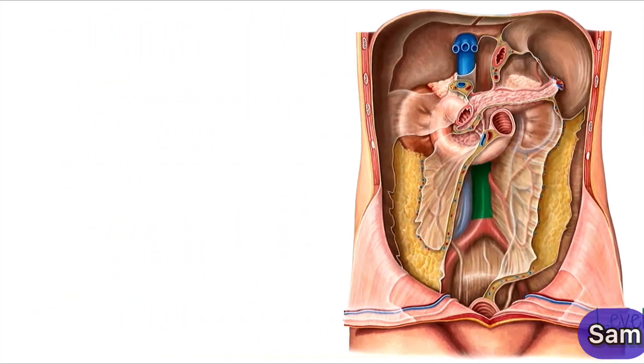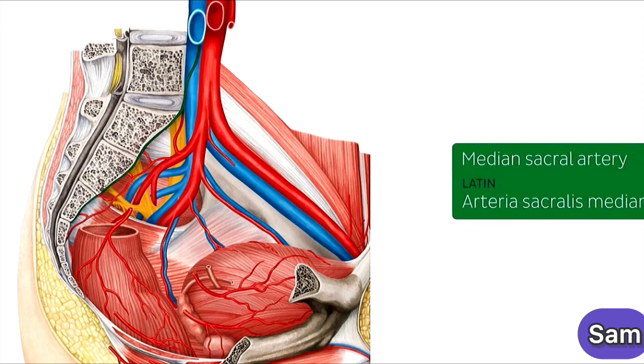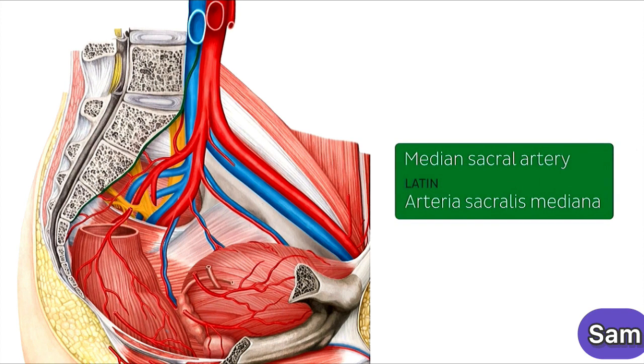Moving on to the next structure that we're going to be seeing here on the male pelvis, highlighted in green, we see now the median sacral artery. Now, the median sacral artery is a small vessel that will be arising from the posterior side of the abdominal aorta, just superior to its bifurcation. Will then descend in the midline along the anterior surface of the sacrum, which you can also see here.